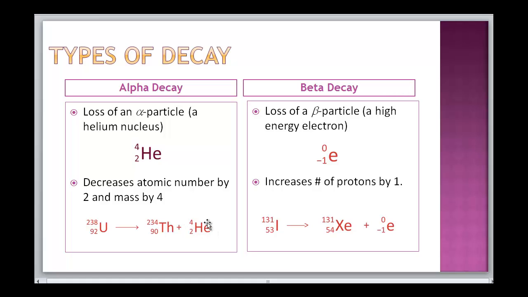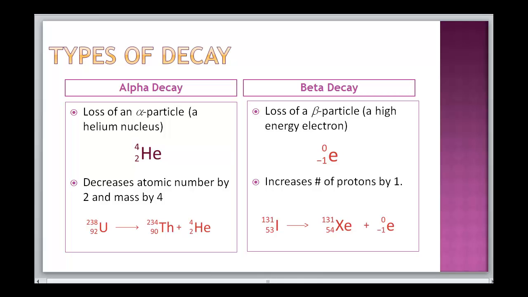And then we have the emission of a helium atom. If we contrast it with beta decay, here's the symbol associated with it. So we're releasing an electron. What happens is we increase the number of protons by 1 in this example. So we have iodine here, and then we go to xenon, and you can see that the atomic mass stays the same, but we increased in xenon the number of protons as described by this description right here, and then we have the emission of the electron.